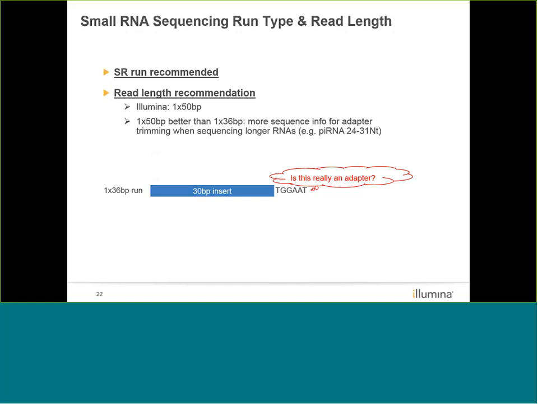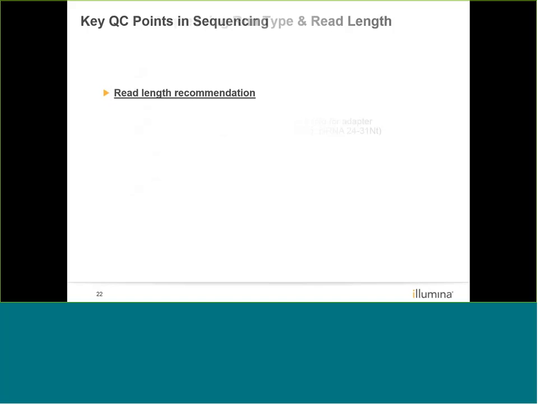When you're doing a novel discovery type of project, with those 6 extra nucleotides, you may ask yourself, is this really adapter or is this part of my small RNA? You're not sure, right? But if you do a longer run, doing a 1x50 base pair run, now you have all this extra sequence. Now you can confidently call, okay, this is adapter. This is not part of my small RNA. See, that's why we recommend doing a longer run for more accurate adapter trimming.